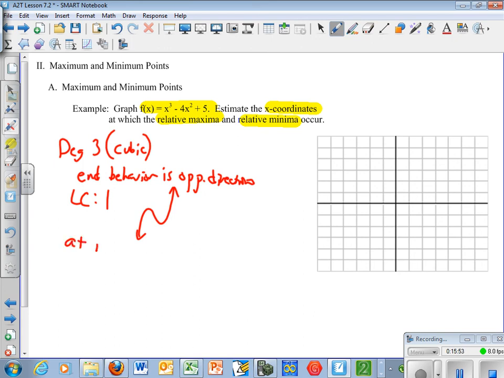A cubic has at most 3 zeros. So at most, it would cross through the x-axis 3 times. Let's go ahead and write down our y-intercept. We'll get the table of values here, but the y-intercept is 5. Remember, that's this value right here.